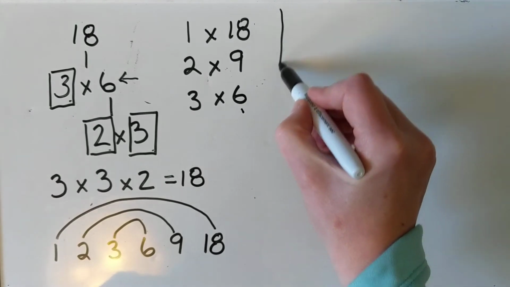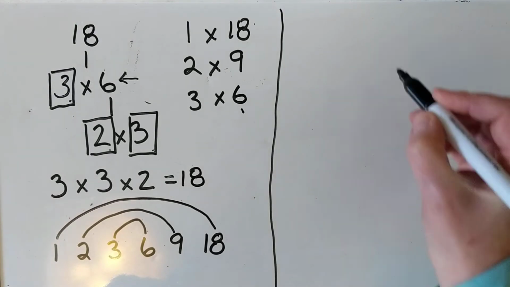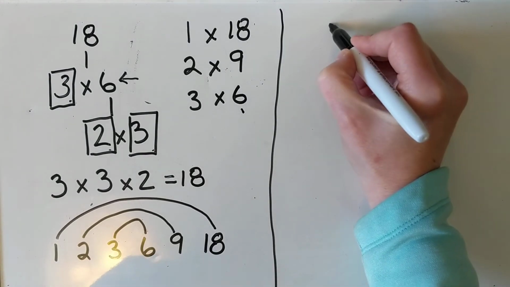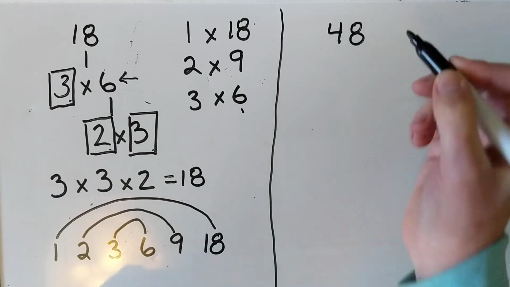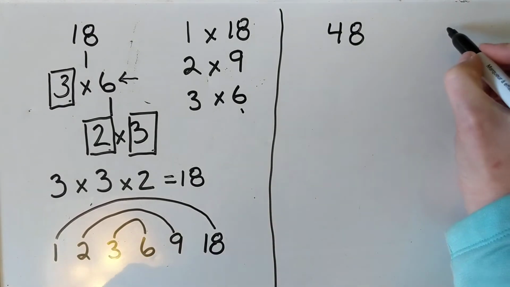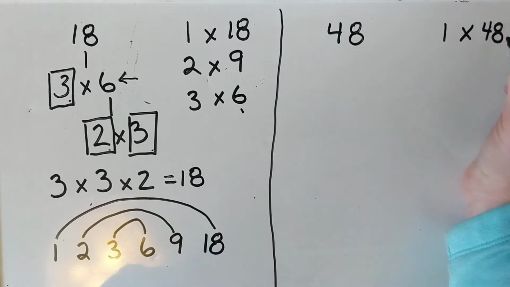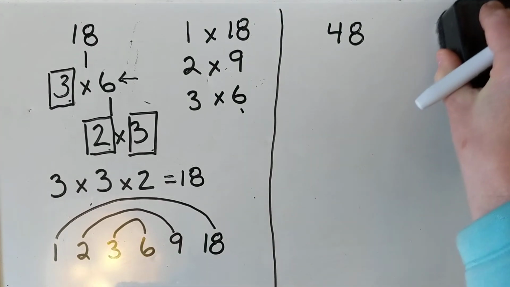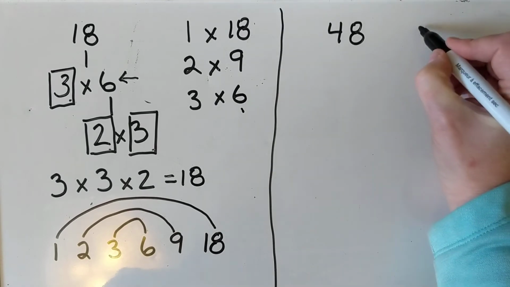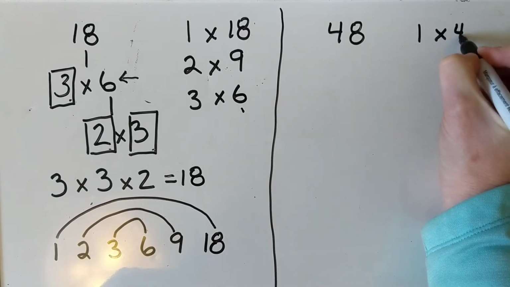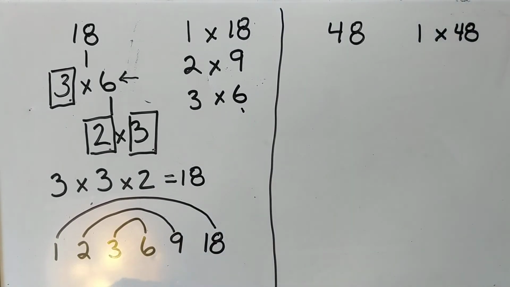So now let's do the same thing, but let's use a bigger number. So let's say I was doing 48. Once again, I can right away write down 1 times 48. Oh, is that off the page? Let me try that a little closer. 1 group of 48. Okay, so I've got that one.